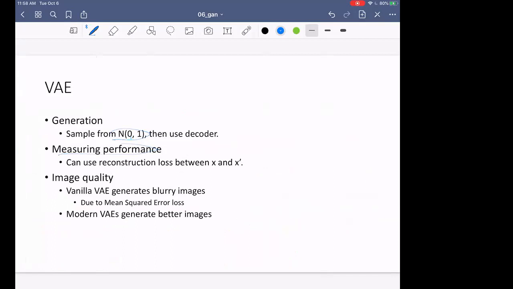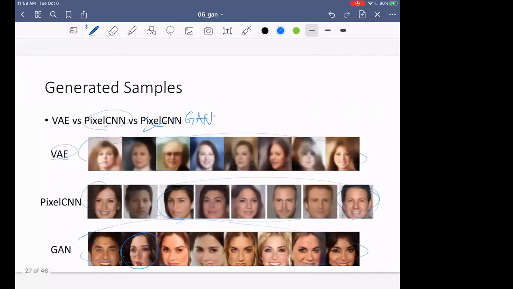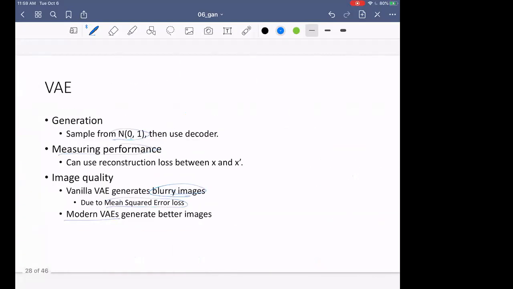As far as generating samples go, the image quality, as I said, is kind of blurry, and this is due to the mean squared error loss. And of course, modern VAEs generate better images. Like these are just vanilla VAEs. So these days, there are a lot of VAE variants out there.